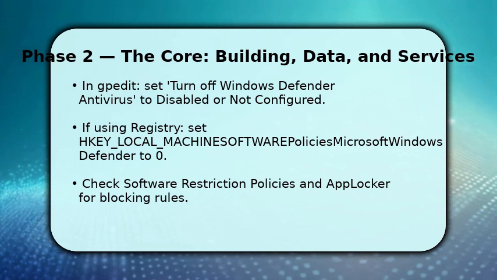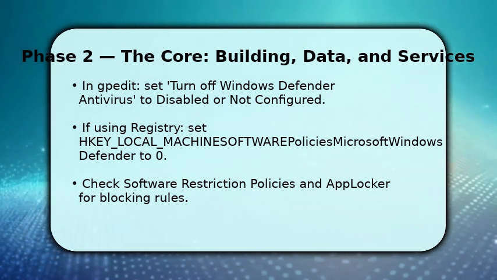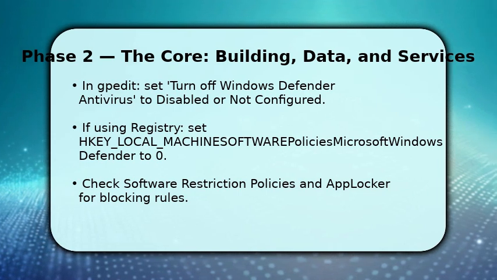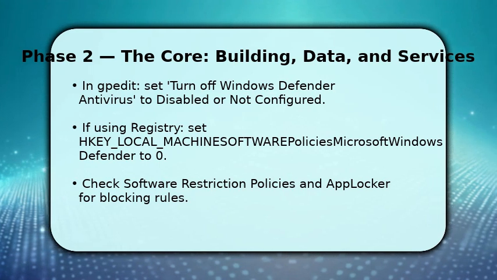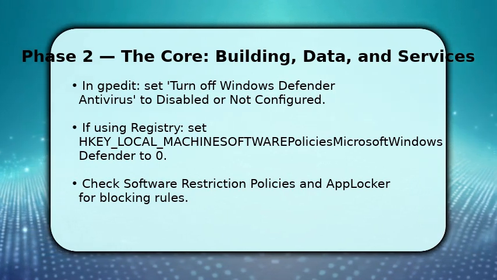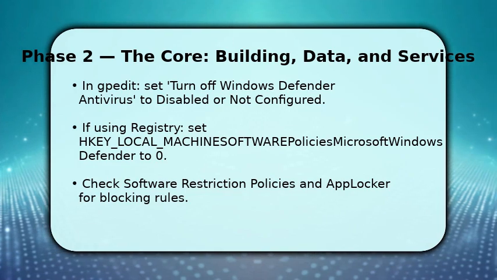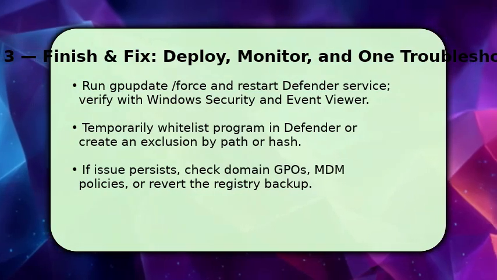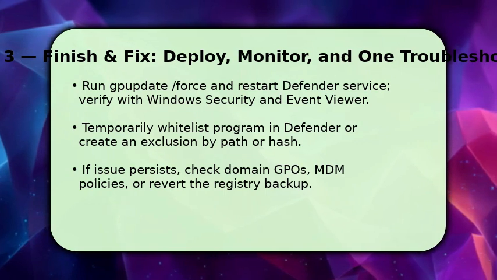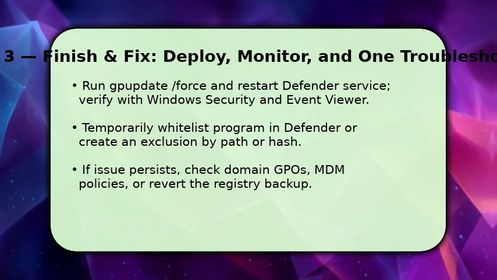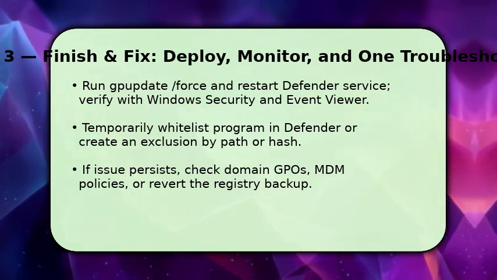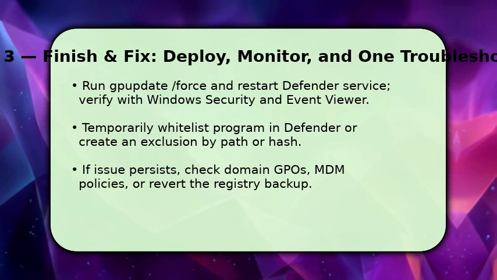Be careful. Once done, review software restriction policies and AppLocker rules because they commonly enforce blocks. You finish by forcing policy refresh with gpupdate /force, then restart the Windows Defender service and reboot the PC to apply changes. Once restarted, verify the program runs and confirm Windows Security no longer reports a policy block, and check Event Viewer for related error entries.